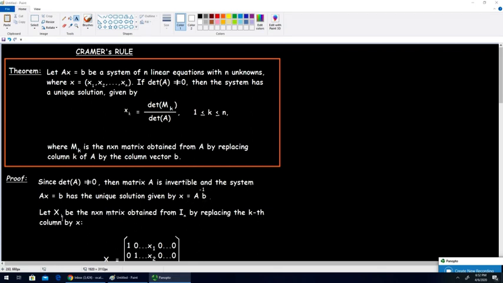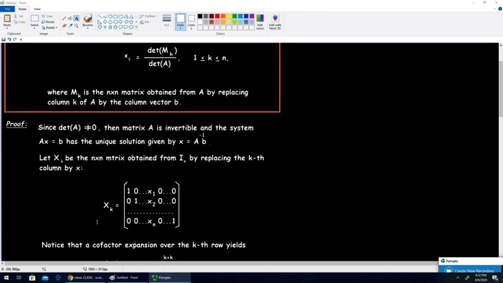We shall construct the matrix Xk, which is the n times n matrix obtained from the identity matrix by replacing the kth column by x. So here it is. Xk represents, you take the identity matrix and you take the kth column, this is the kth column, and you replace that by the vector x.